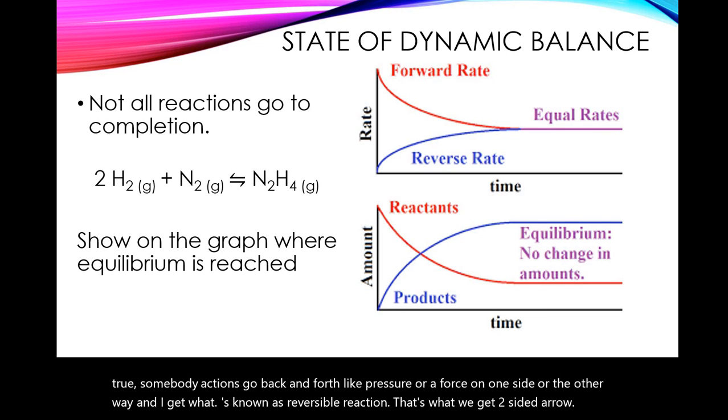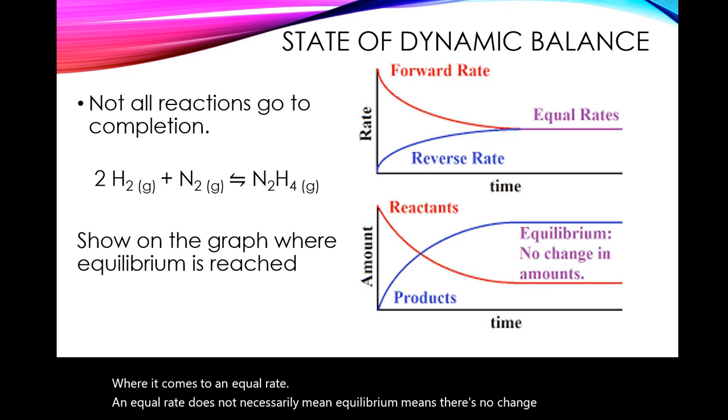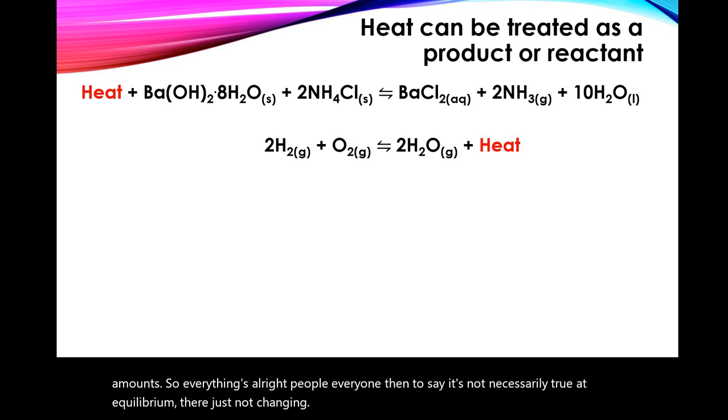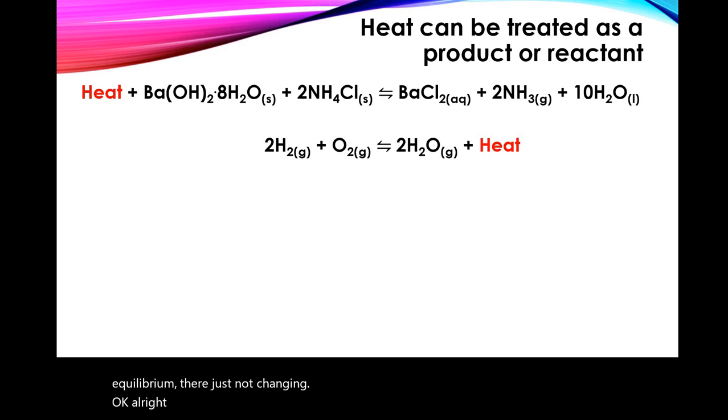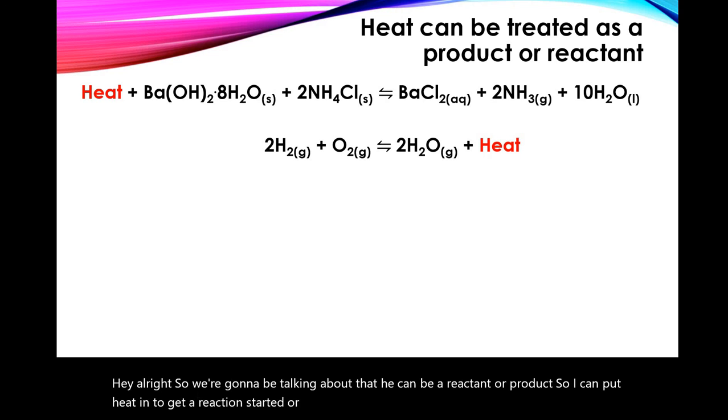And we get where it comes to an equal rate. An equal rate does not necessarily mean equilibrium. Equilibrium means there's no change in the amounts. So everybody thinks, oh, at equilibrium, they're the same. It's not necessarily true. At equilibrium, they're just not changing. Okay? All right? So we're also going to be talking about that heat can be a reactant or a product. So I can put heat in to get a reaction started, or a reaction can give off heat.